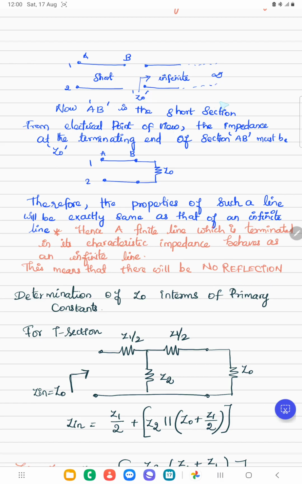This is very, very important. Here we should have an infinite line. If we change this to a finite line, this is the characteristic impedance. At any point the characteristic impedance is Z0. So here also it is Z0 and here also it is Z0. So a finite line which is also terminated in the characteristic impedance will behave as the infinite line.